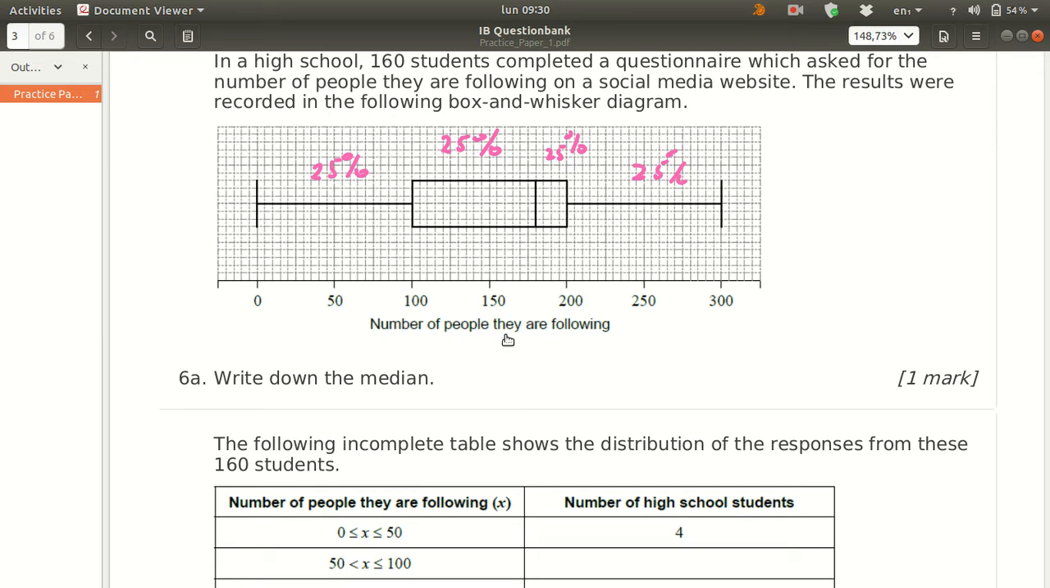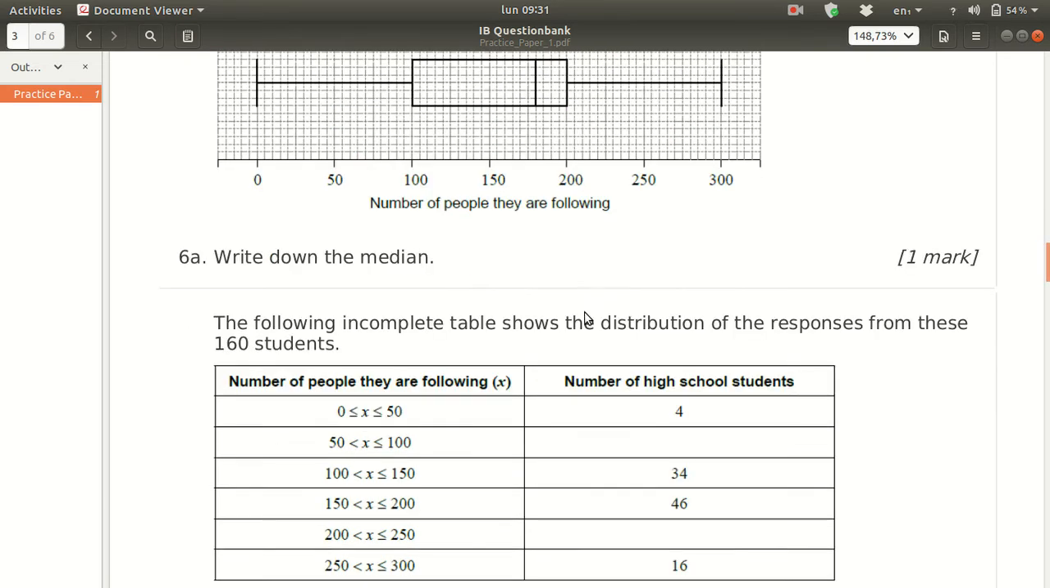Okay? So if there's 160 total students, and a quarter of those students have to be from 0 to 100, that means that from 0 to 100, there's 40 students. And there's already 4 between 0 and 50. So how many are between 50 and 100? 36. Okay? Because these two need to add up to 40, because that's a quarter of the data. 1/4 of 160 is 40. So that's the first number.